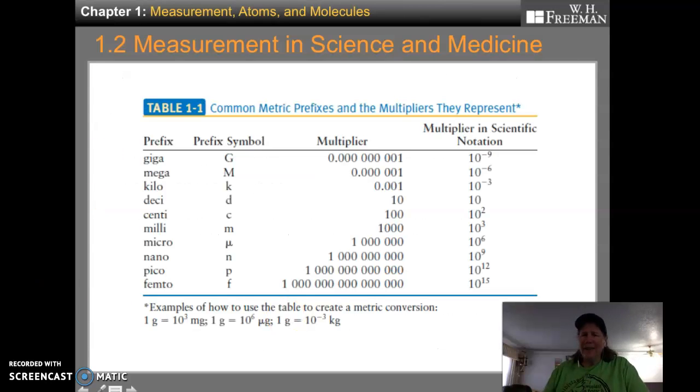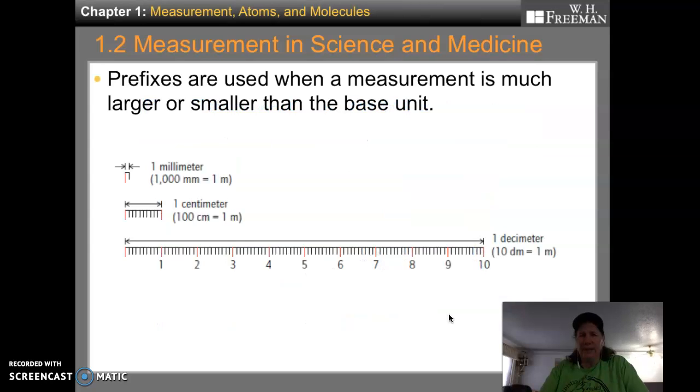And then you have prefixes. Like I said, right here would be where your base unit would be, and you can see how it goes by tens, hundreds, thousands, whatever. It's really easy to convert from one to another. All you have to do is move the decimal around. So the metric system is way easier to use than the English system. The prefixes are used when a measurement is small, and then you use larger units.